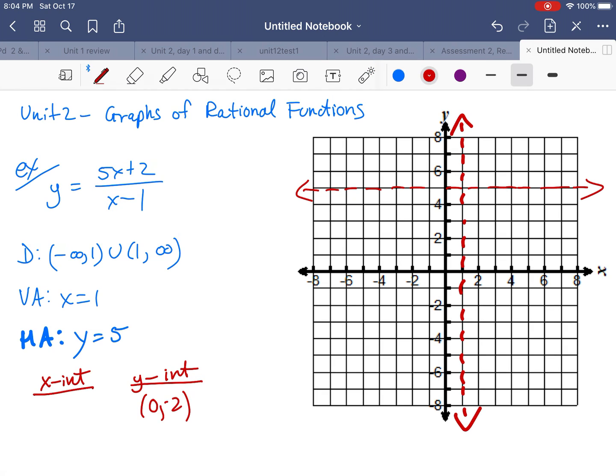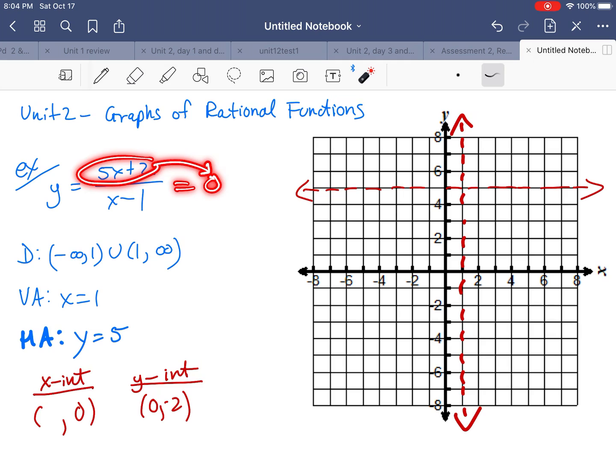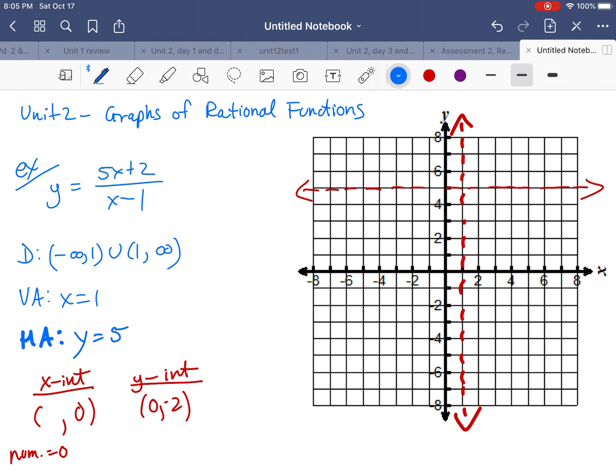Now the x-intercept is a little bit more tedious. I'm sorry, the x-intercept is when y equals 0. So when y equals 0, that means my whole equation is equal to 0. When does a fraction equal 0? Well, you guessed it, when the top is equal to 0, that's when the whole fraction equals 0. So the x-intercept is a little bit annoying. I have to let the numerator equal 0. In this problem, that would bring me to 5x plus 2 equaling 0. If I solve that, I get negative 2 over 5.